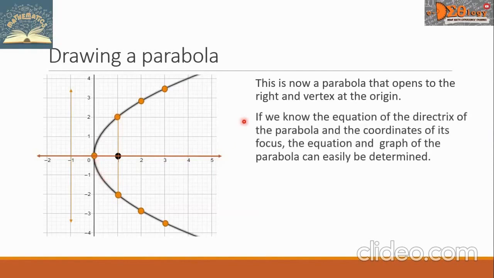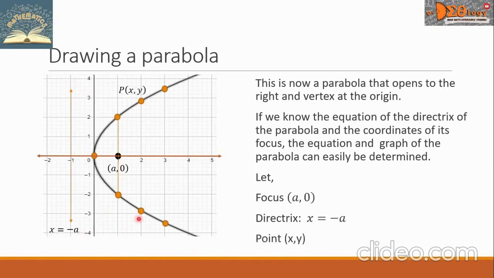If we know the equation of the directrix of the parabola and the coordinates of its focus, the equation and graph of the parabola can easily be determined. We let the focus be this coordinate (a, 0), and the directrix has the equation x equals negative a. So here we put the (a, 0) and the x equals negative a for the directrix.